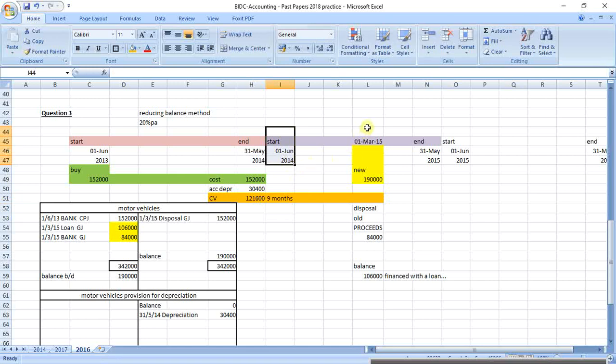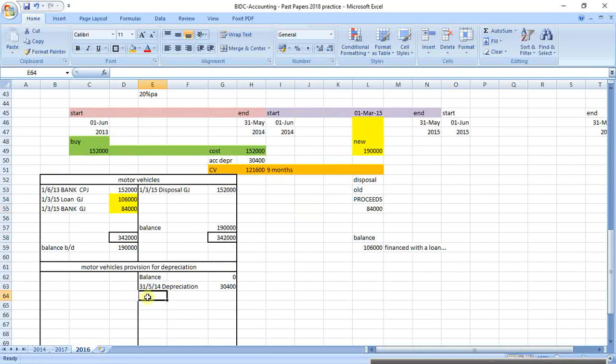Okay, I count June because it's the 1st. I don't count March because it's the 1st. Okay, so now I need to process that depreciation. So that's easy. Let's put it in. 1st/3rd/15 depreciation. Okay, the depreciation on that would have been open brackets.